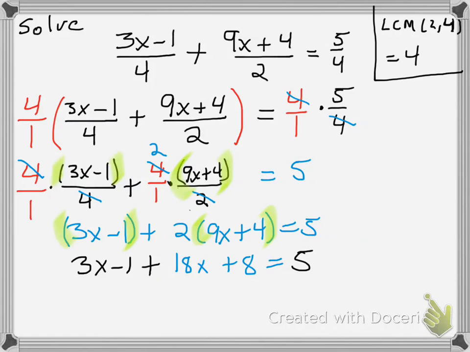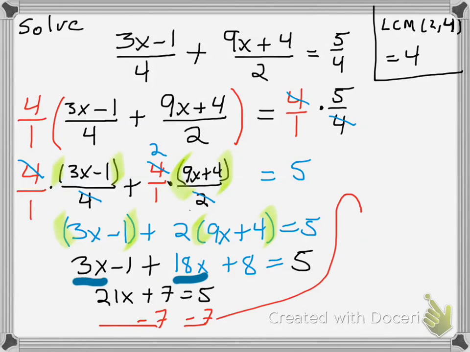And now what I want to do is collect my like terms here. So I have a 3x and an 18x. That's going to combine together to give me a 21x. And then I combine the constants, the negative 1 and 8 will make a 7. That's equal to 5. Okay, at this point, that positive 7 is attached by addition, so we're going to go ahead and subtract it. And because I'm out of room, I'm just going to come up here and rewrite 21x equals, and 5 minus 7 is negative 2.